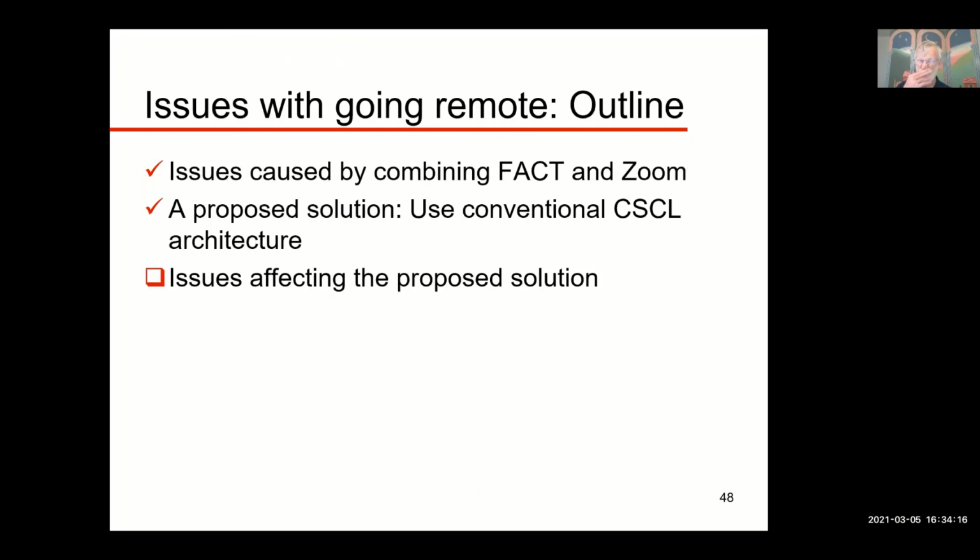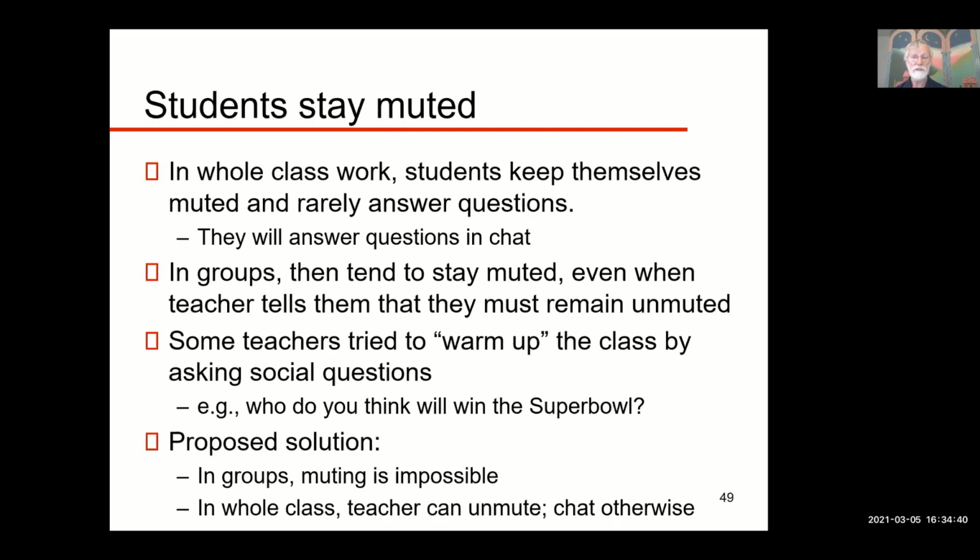Okay, so last part of the talk, what kind of issues were there that would affect our proposed upgraded remote-savvy version of FACT, which is similar to virtually every other CSCL program. It basically has a shared workspace, teachers can visit groups, and then there's a whole class mode as well. Okay, they're all like that. Well, here's some of the problems we saw. First of all, students stay muted. If you've taught a Zoom class, you know exactly what I mean. No matter what you do, the students just keep muted and they'll rarely answer questions.